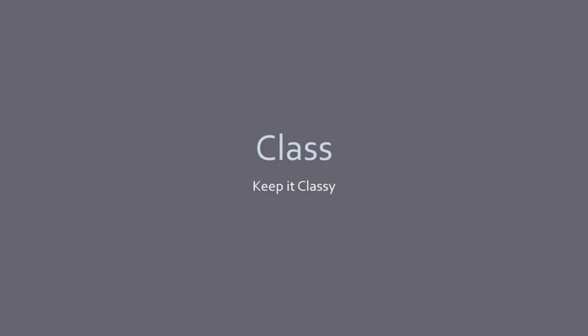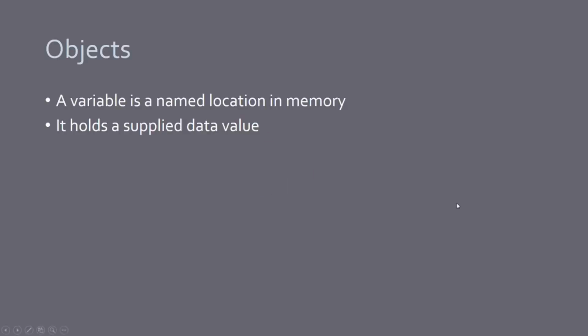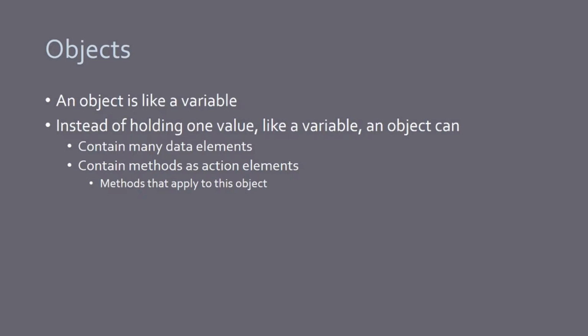Hi class. As we continue our headfirst leap into the Java programming language, we're ready to talk about defining objects. Just like a variable is a named location in memory that can hold a supplied data value, like a person name variable holding a value like Sam, an object is like a variable, but instead of holding one value, an object can contain many data elements, and it can contain many methods that can act as actions that this object can do or is associated with.